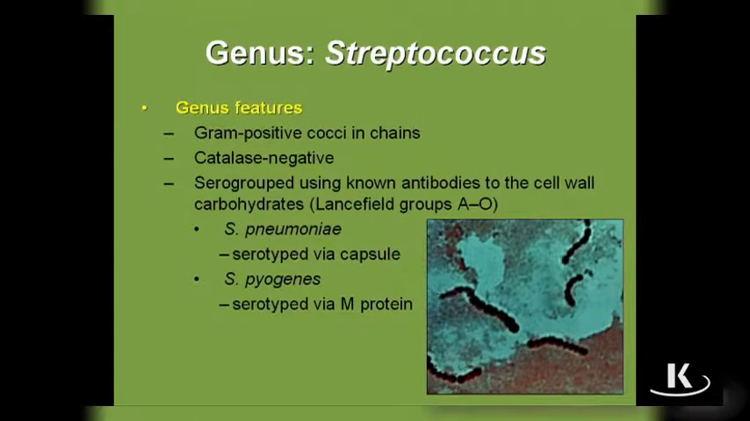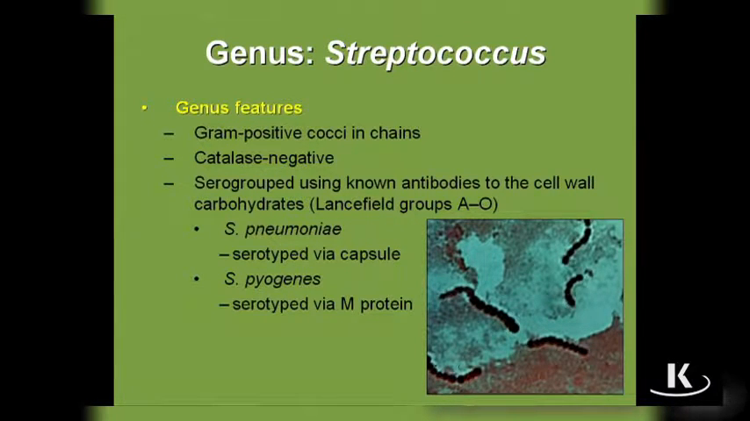All right. Moving on to the next genus, we're going to talk now about strep. We mentioned strep a little bit earlier, and I told you that strep are catalase negative. And as you can see in the image here, unlike staph, which are typically present in grape-like clusters, strep is present in chains, all right, more often than not.